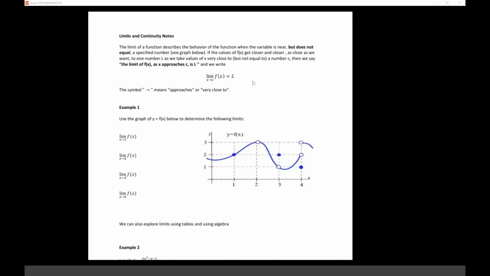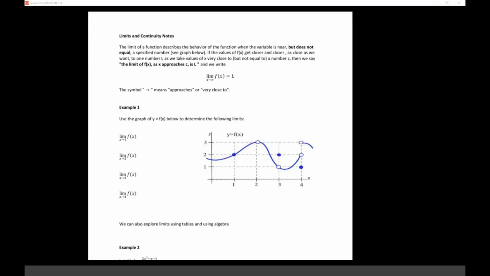So here's the terminology, the way we're writing it. If the values of f of x get closer and closer to some number L as we make x get closer and closer to another number C, we say the limit of f of x as x approaches C is L. Don't worry, it'll get clearer. And I even have a little activity in Desmos that you can play with to get the hang of this.